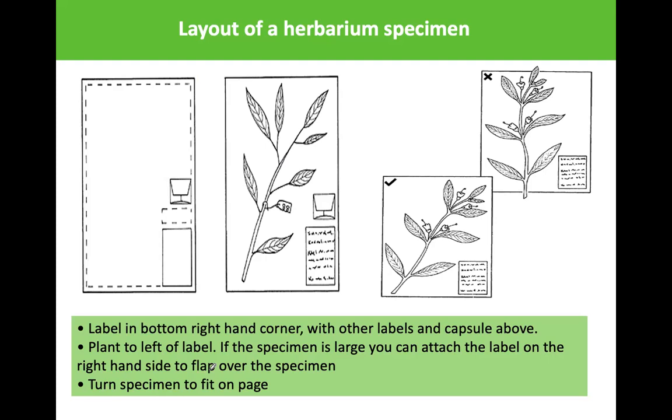This is an example of a herbarium sheet. The label is in the bottom right hand corner, with the other label and capsule above. The plant is to the left of the label. If the specimen is large, you can attach the label on the right hand side to flap over the specimen. This is the right way of mounting the specimen on the herbarium sheet. This is the wrong position.